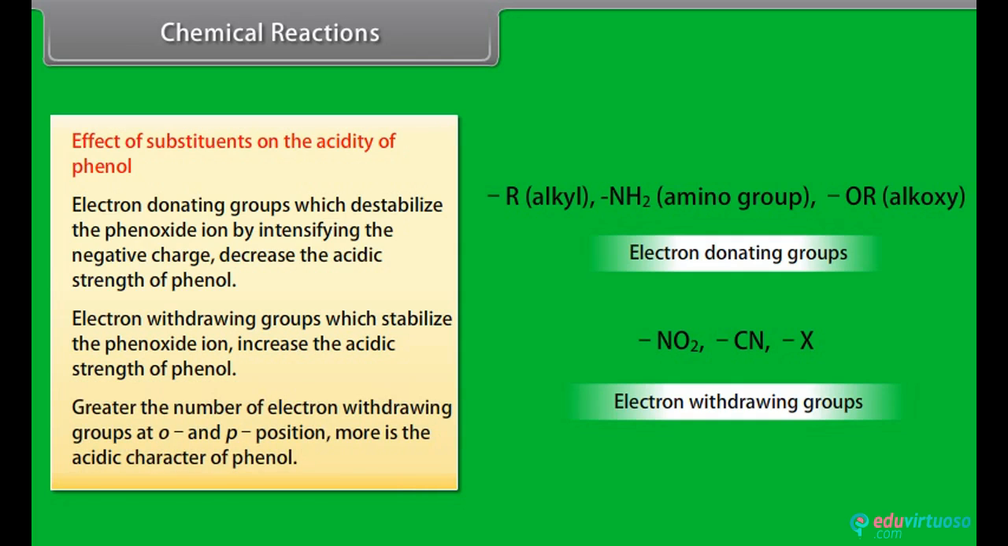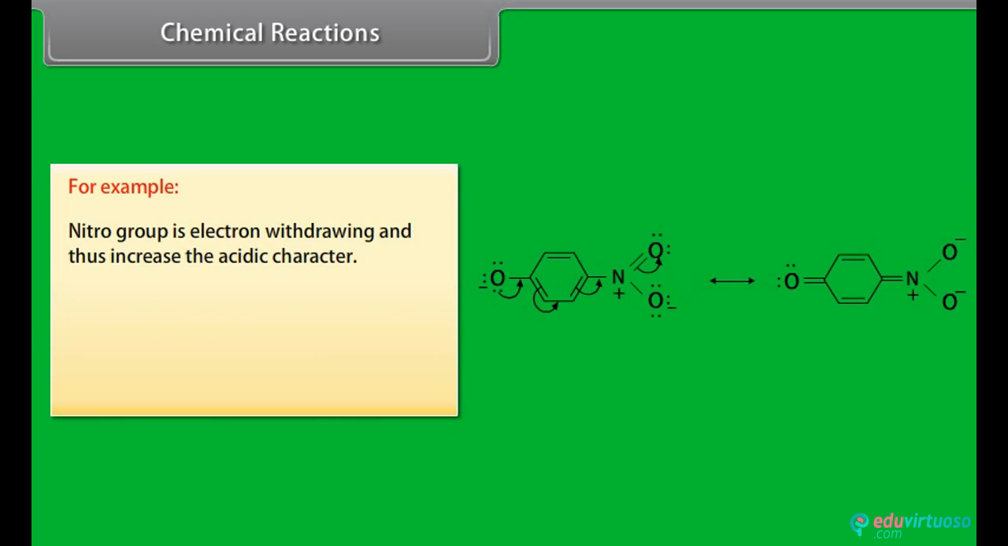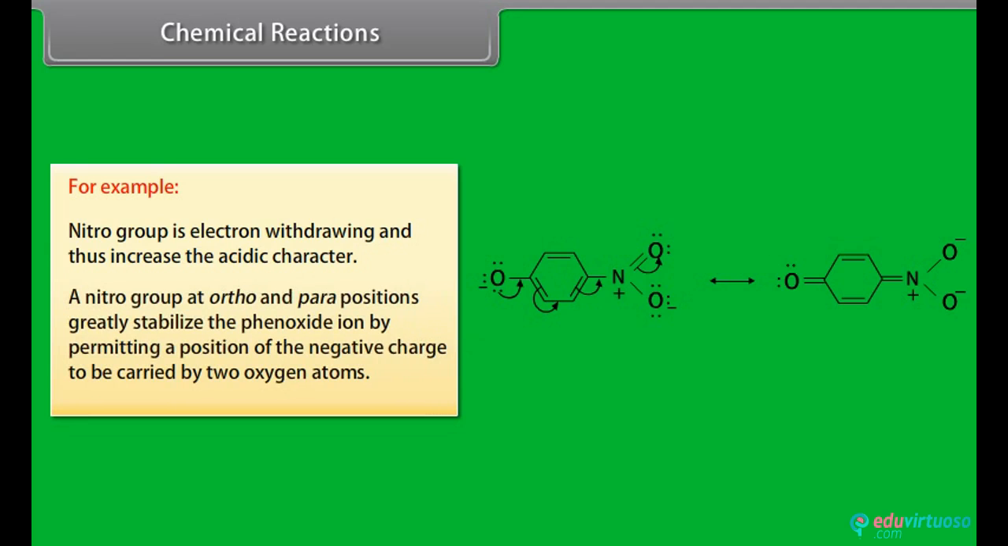Greater the number of electron-withdrawing groups at ortho and para position, more is the acidic character of phenol. For example, nitro group is electron-withdrawing and thus increase the acidic character. A nitro group at ortho and para positions greatly stabilize the phenoxide ion by permitting a portion of the negative charge to be carried by 2 oxygen atoms.